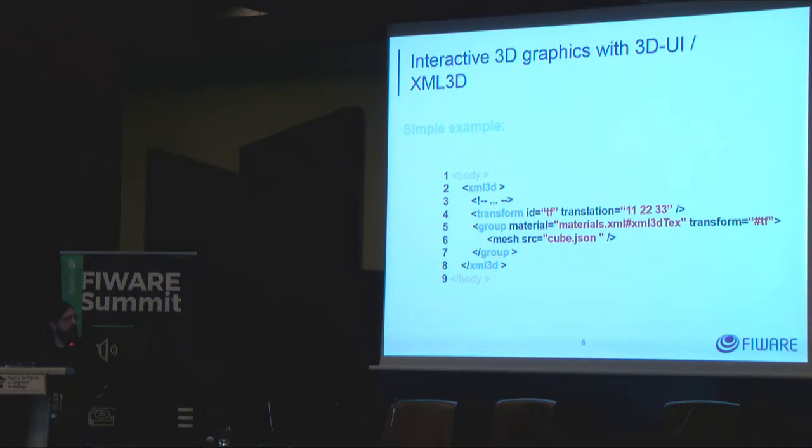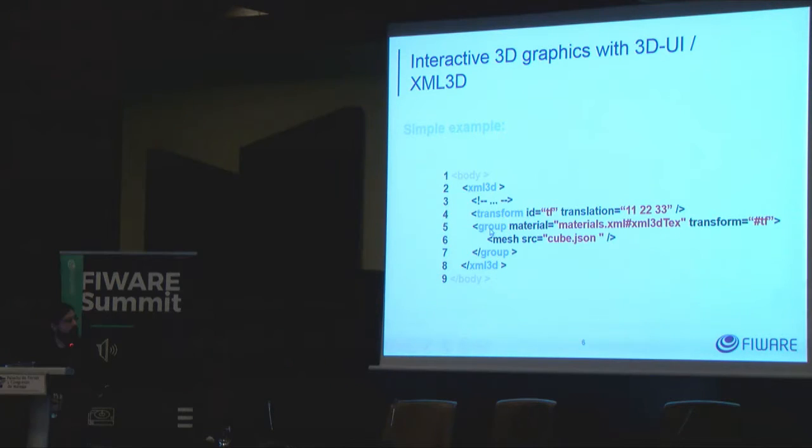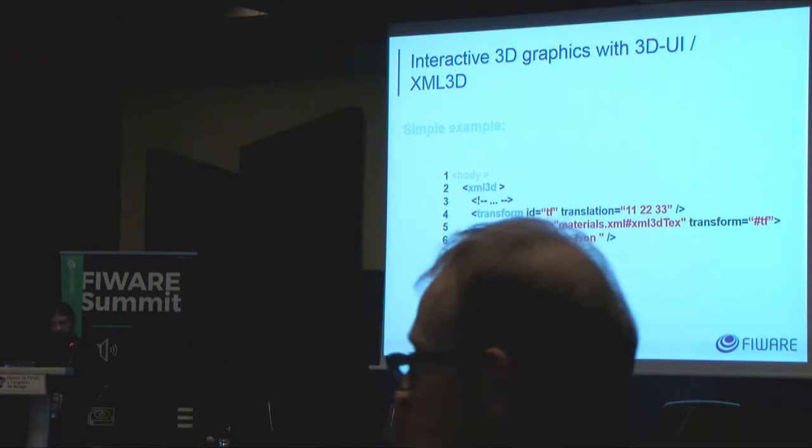Here, for example, nodes to define transformations. You have grouping nodes which allow to group different models and apply, for example, a common transformation to them. And you can also reference external data, for example, this cube JSON will then contain vertex and normal data that describes a cube 3D model.